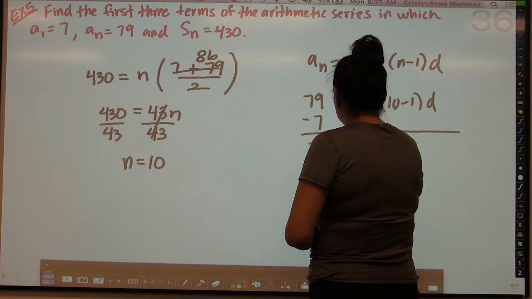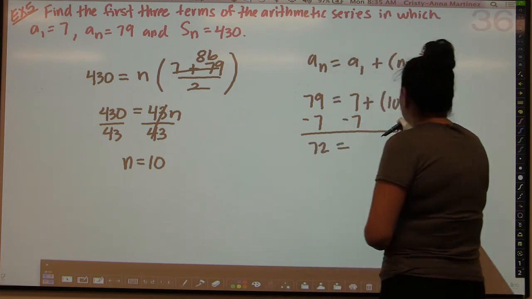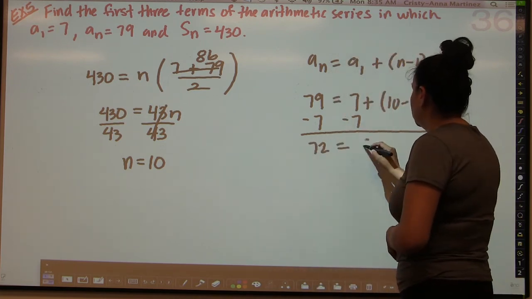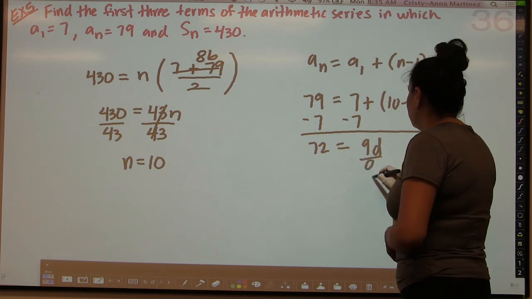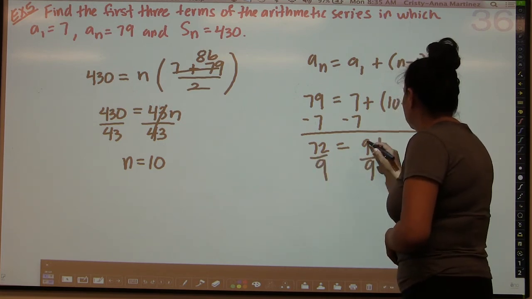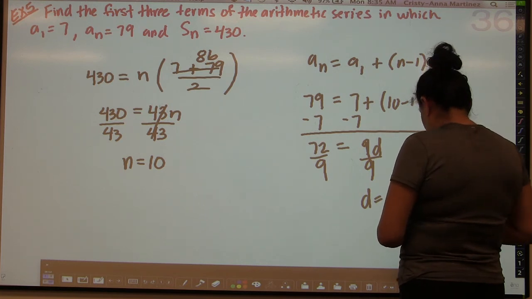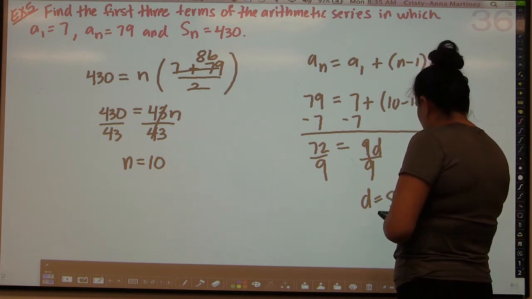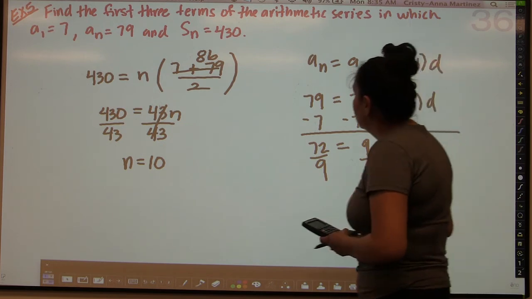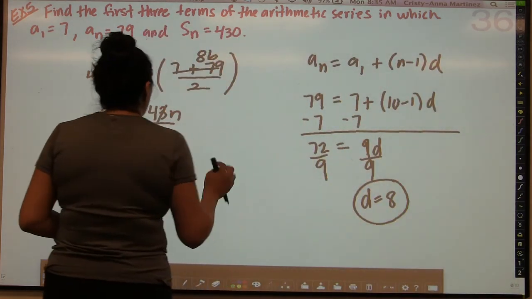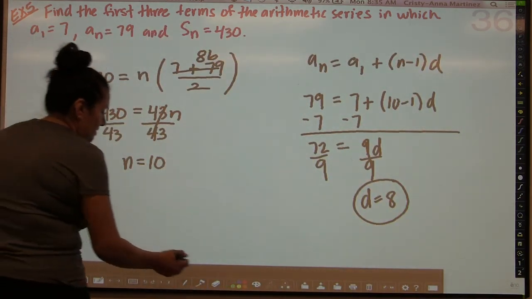That's going to give us 72. And then 10 minus 1 is actually 9, so we get 9d. Divide by 9. And 72 divided by 9 is 8. So our d value is now 8. And now that you know what the d value is, now we can find the first 3 terms.